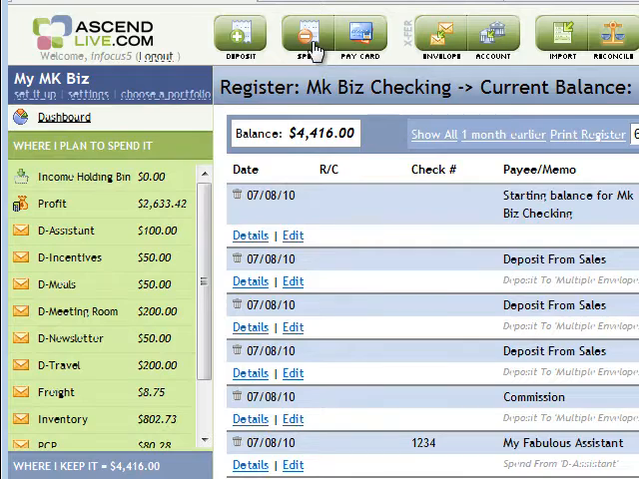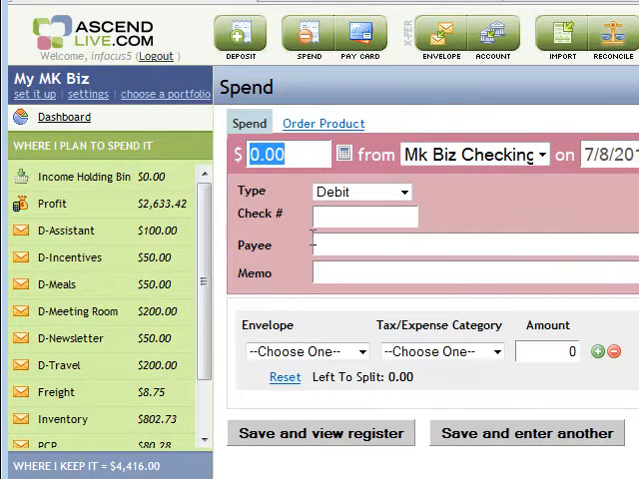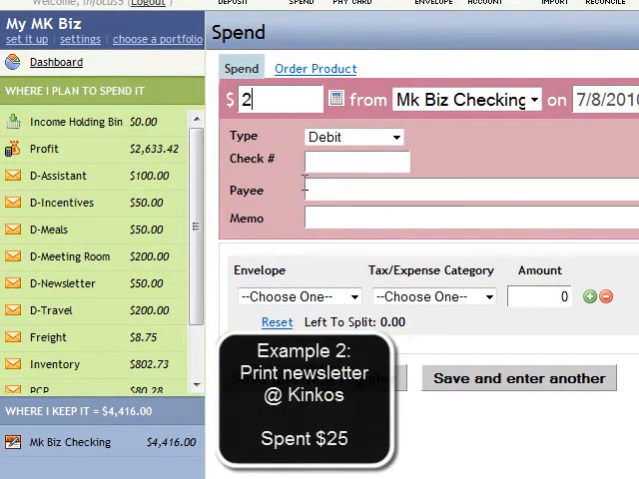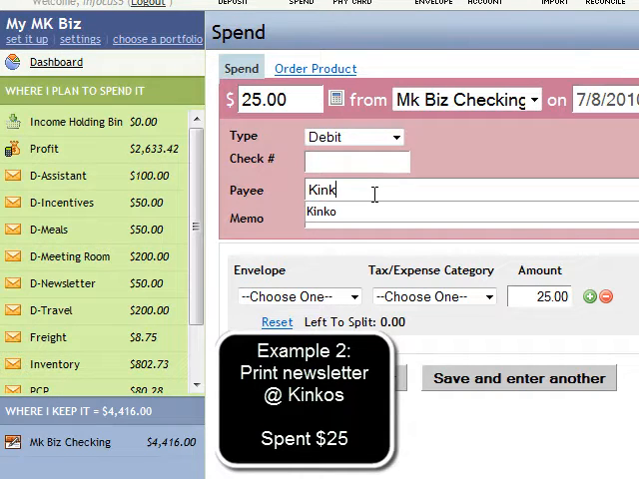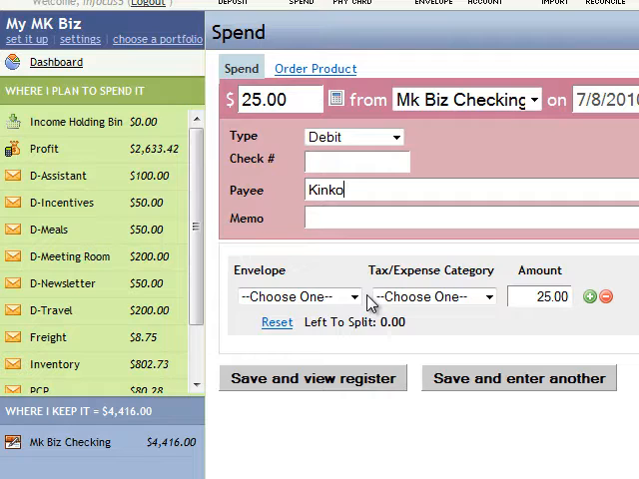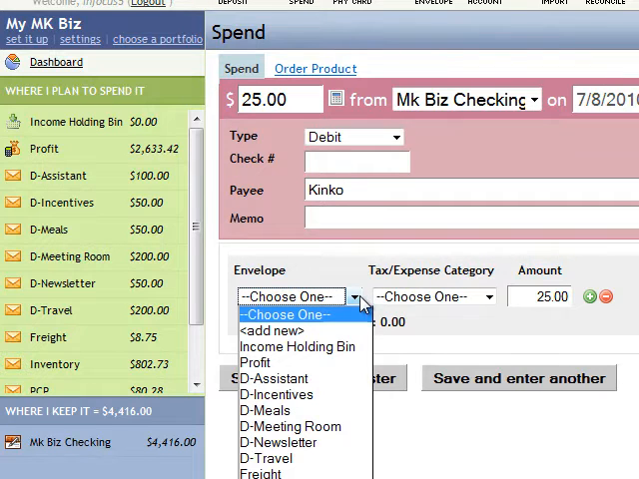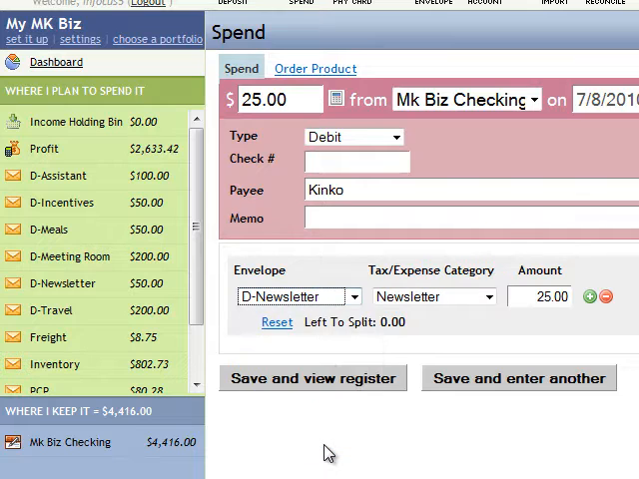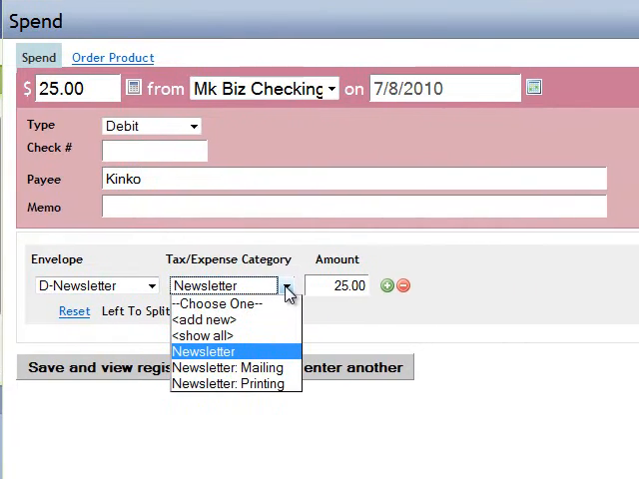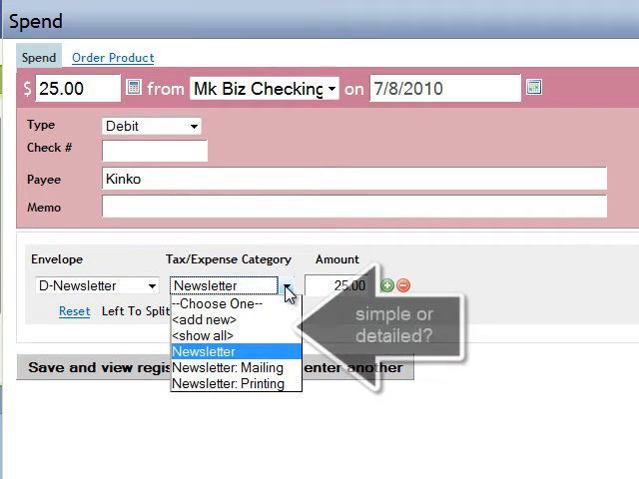Let's do a few more examples. So we're going to go back to the spend button and we're going to say that we spent $25 and that we used our debit card and that we were at Kinko's, for instance. So when we were at Kinko's, we were actually doing the printing for our newsletter. So I'm going to naturally select the newsletter budget or envelope, and then I'm going to actually use an expense category to delineate what kind of newsletter expense this was.